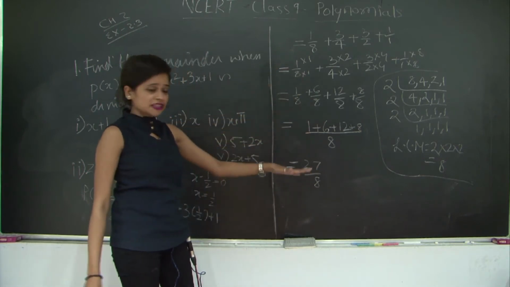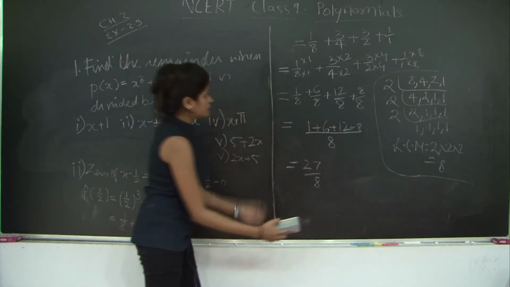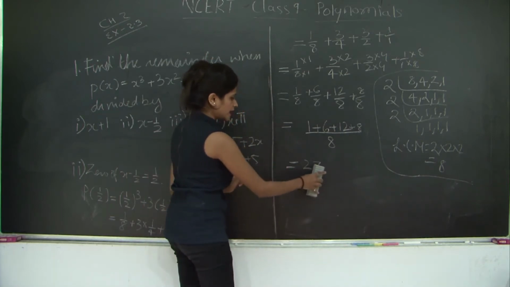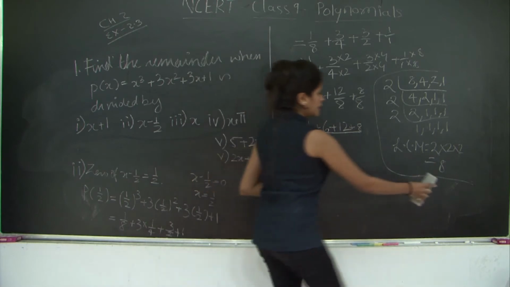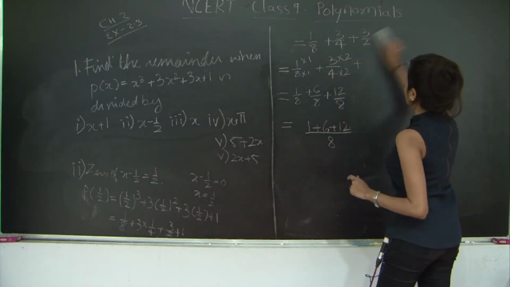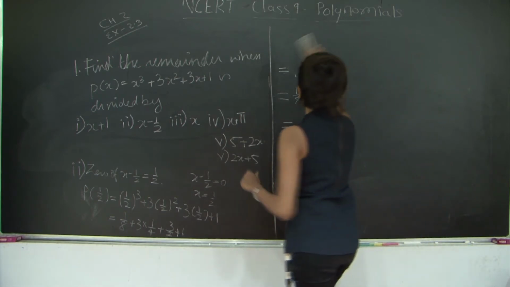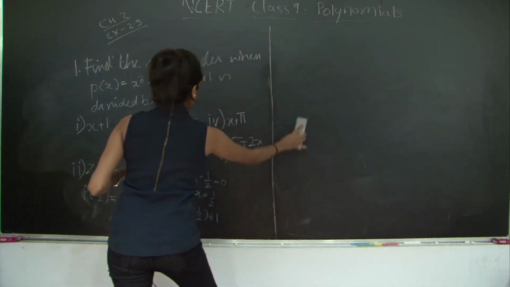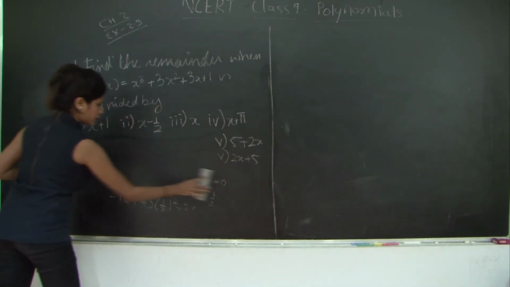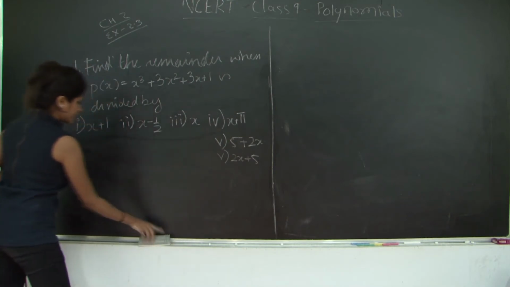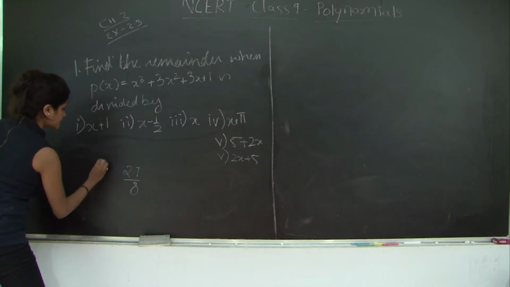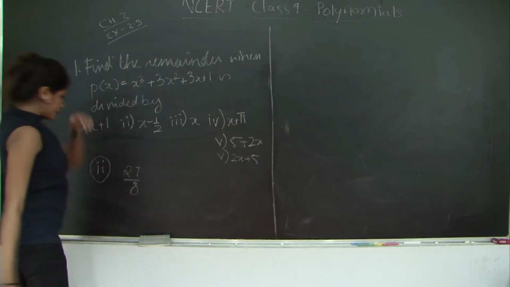I do not have much space to solve the sum using the long division method. So for now I am just going to keep a record of 27 upon 8 as the remainder, and we will compare it with the remainder after solving using the long division method. Okay. So for the record we have 27 upon 8 as the remainder for the second sum, right?